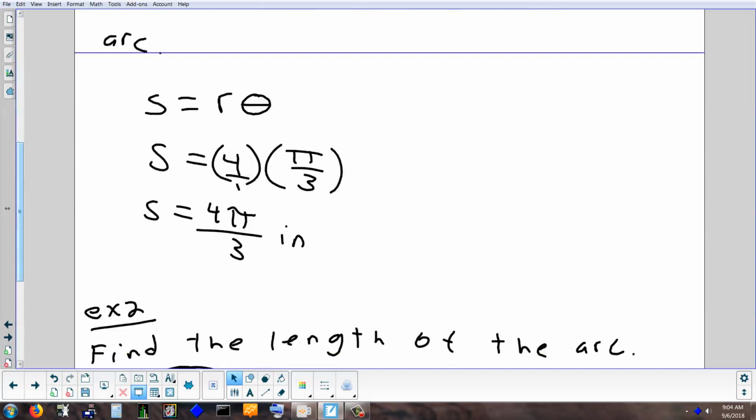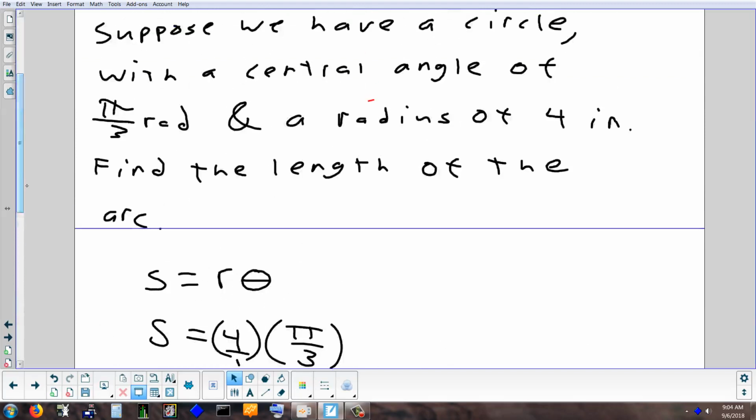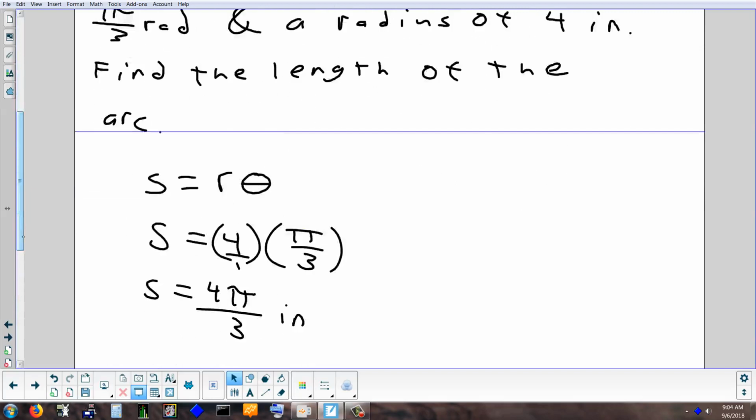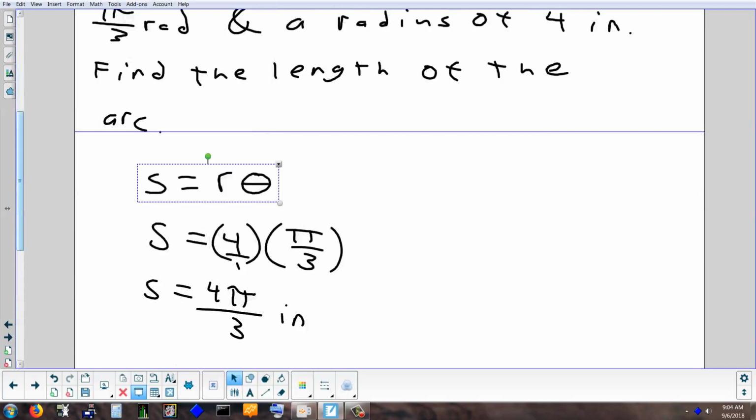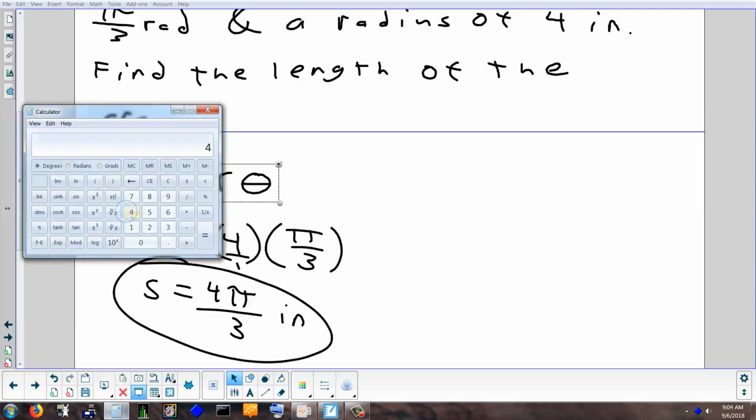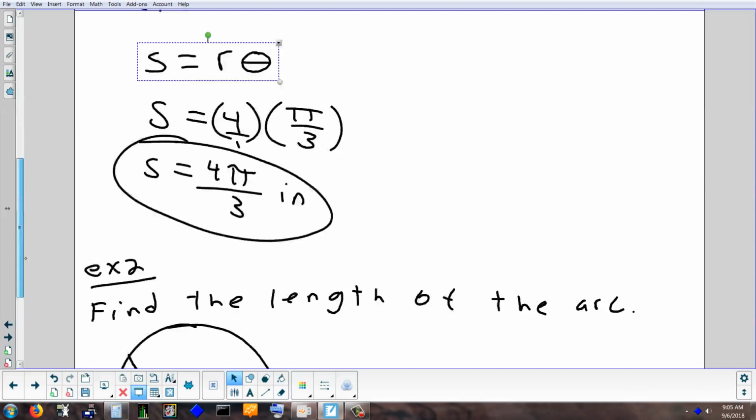Okay, length, you always have to go back in the problem and look at what they used for units. In the formula, there's two letters that are both length. Radius is length, arc length is length. The only one that's not length is theta. Theta is an angular measurement, and you don't measure angles in feet or inches. You use degrees or radians. Okay. So that's the exact answer. If they wanted a decimal, we just do 4 pi divided by 3. That's about 4.19 inches.